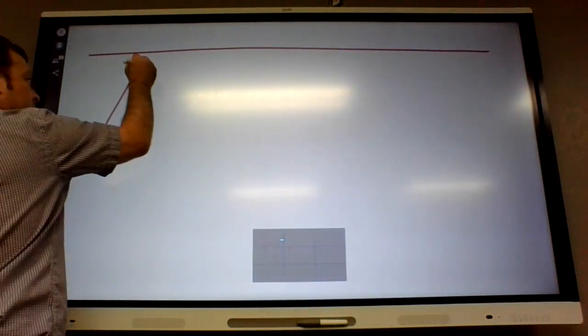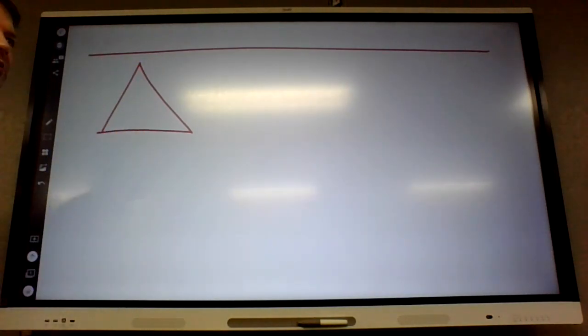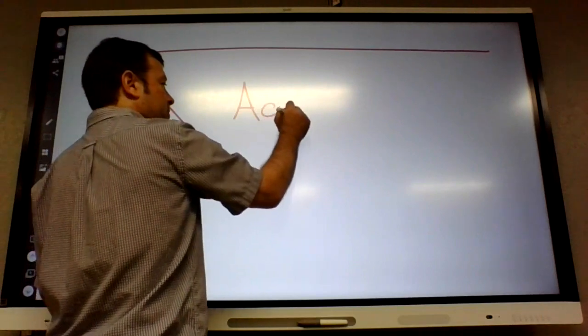Acute triangle. Obtuse. What are all three of these angles in this picture? They're all acute. So this is called an acute triangle.